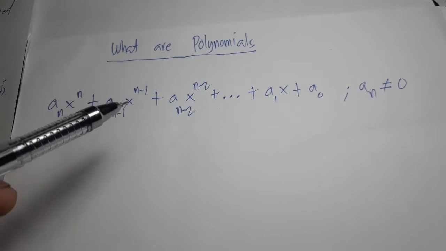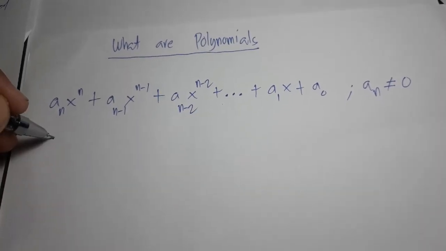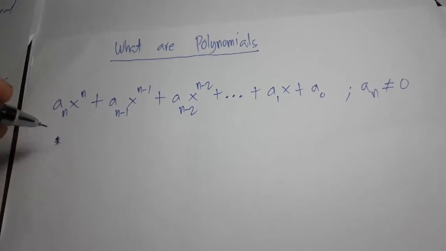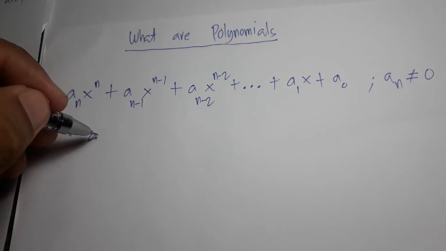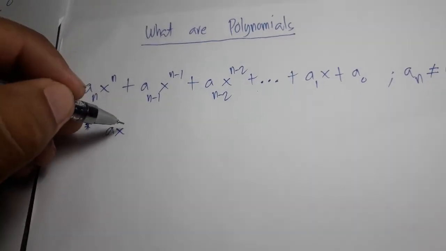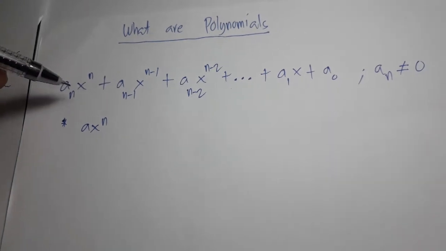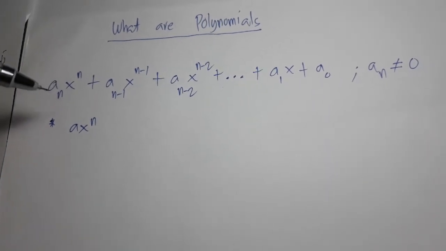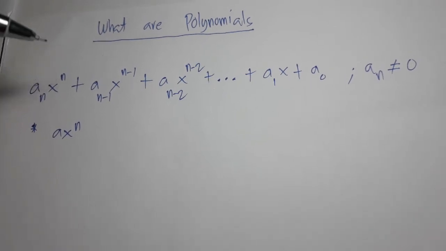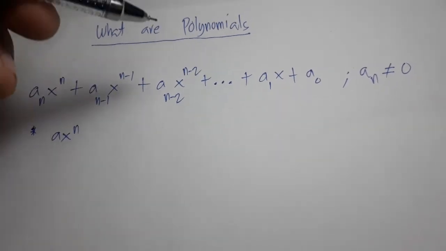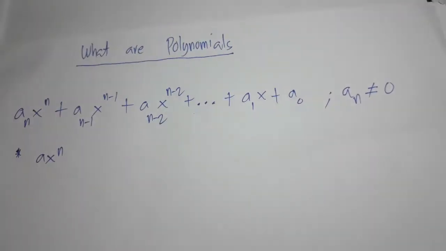It's an expression that has terms of the form a times x to the power of n. The terms here should have this form: this term, second term, third term, and so on until a subscript 0.